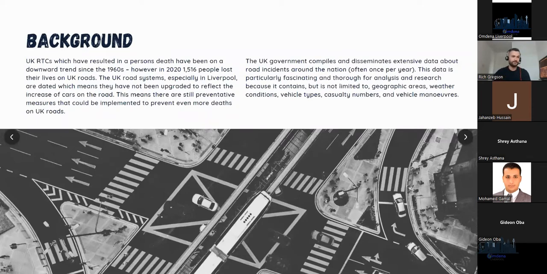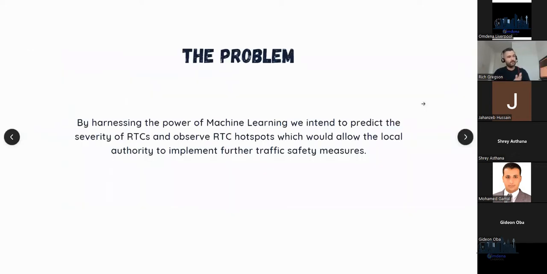So the problem is, we need to reduce the amount of road traffic collisions by identifying hotspots and predicting, based on the information we have, the severity of them. In that way, we can identify what are the worst recipes for road traffic collisions, what recipe of conditions will cause a major or very serious accident. And if we can identify them, we can make suggestions to the local authorities, wherever these hotspots are, to implement more traffic safety measures, whether that is improving what already exists or completely remodeling the roads around that particular hotspot.